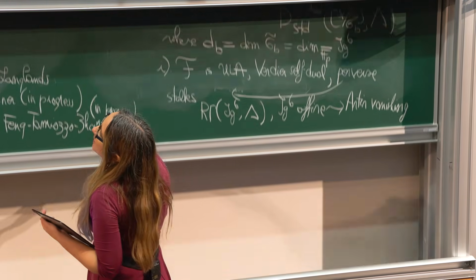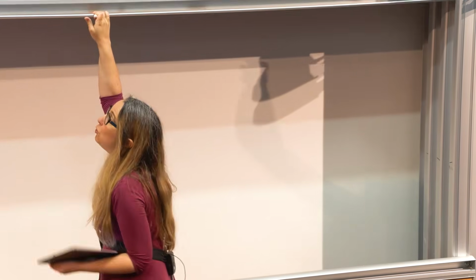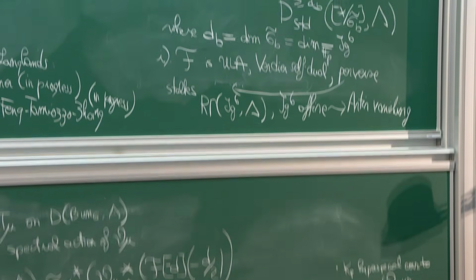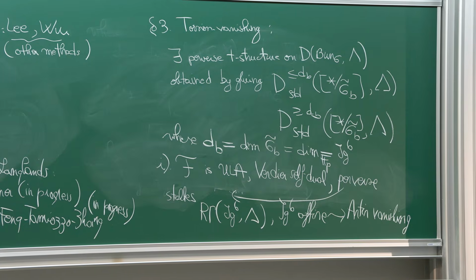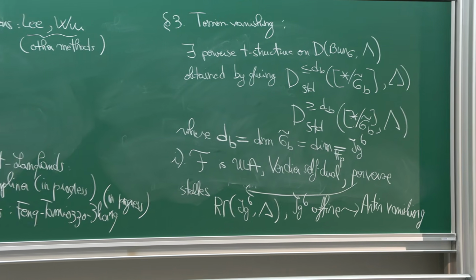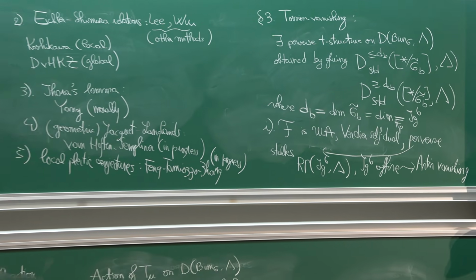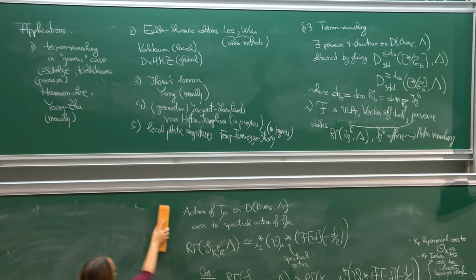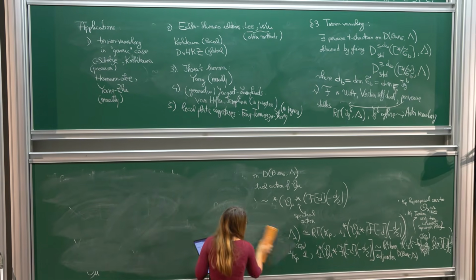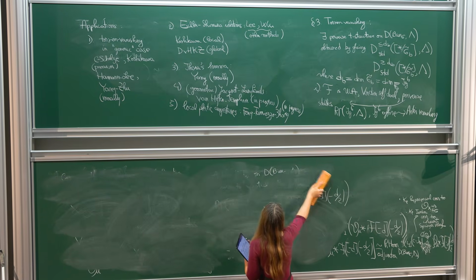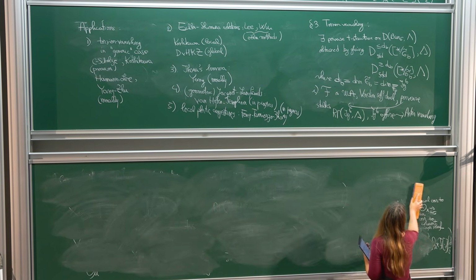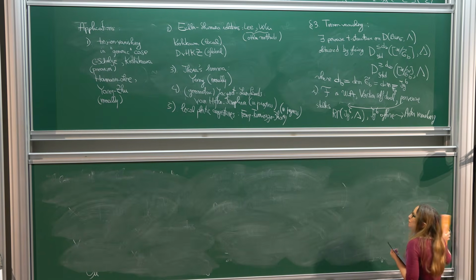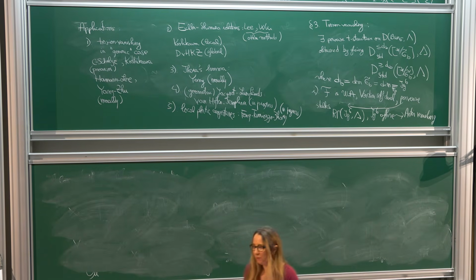And the second idea is purely local. And so this goes back to work of Hamann on geometric Eisenstein series, but in the purely local setting of studying Hecke operators on D(Bun_G, Lambda). Excuse me, when you say F is ULA, is it ULA over what? So it's a ULA sheaf on Bun_G with respect to the map to a point.